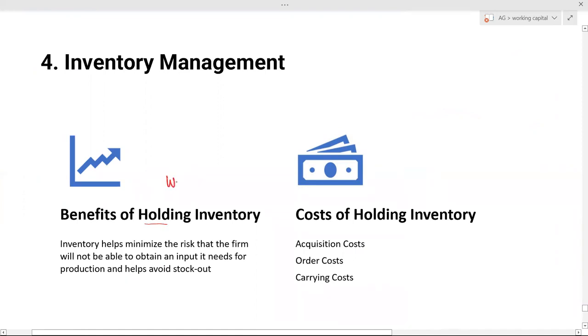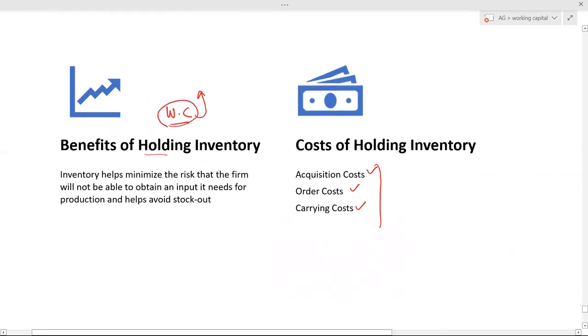In other words, keeping a higher level of working capital will help the company to meet any sudden changes in the demand or any liability, right? So it can help us. But keeping a higher level of inventory also means higher holding cost. We will have to pay higher acquisition cost because we are buying in bulk, ordering cost, and then carrying cost. So these costs will be higher if we are holding a higher level of inventory. These are just small points that you need to remember.